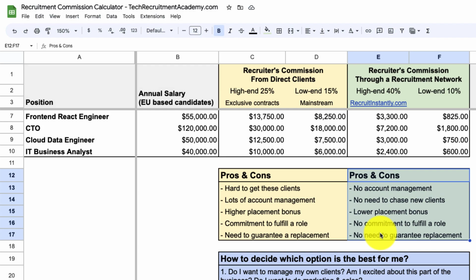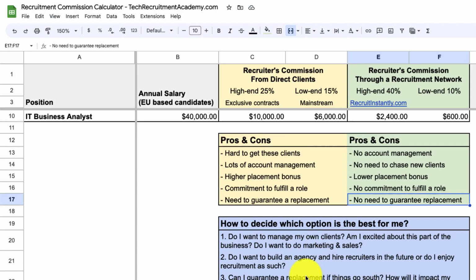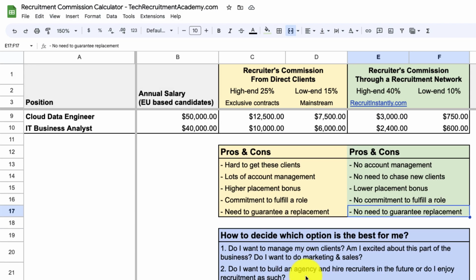The second option, joining the recruiting network, is easier. You don't do any account management. You don't even know what the name of the client is. So you don't have to chase them. You just get the requirement saying, hey, Joe, this company is looking for a cybersecurity specialist in Berlin. Just send us CVs of candidates and we will pay you the commission. Okay, so it's as easy as that. You don't commit to fulfilling the role. You don't need to guarantee the replacement, anything. So yeah, that's kind of easy, straightforward.